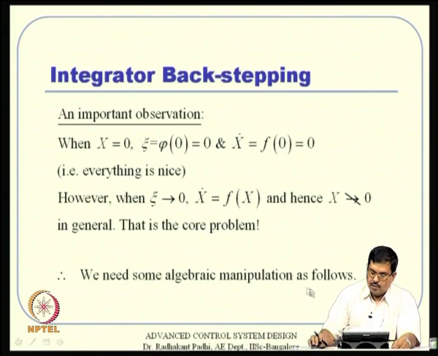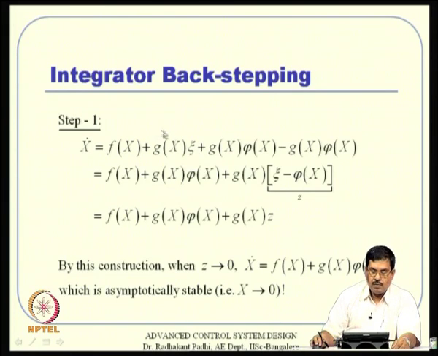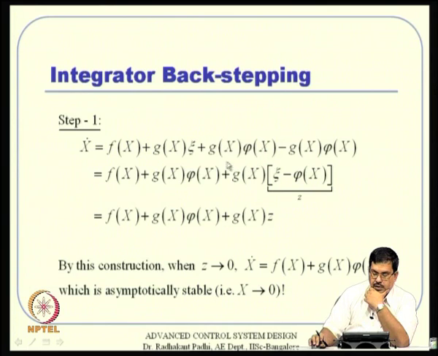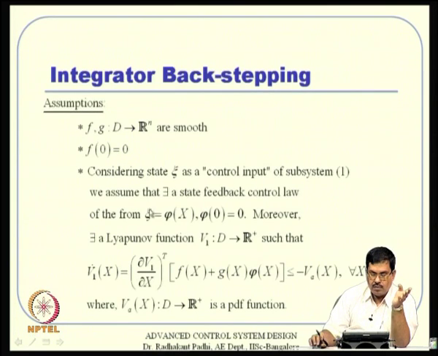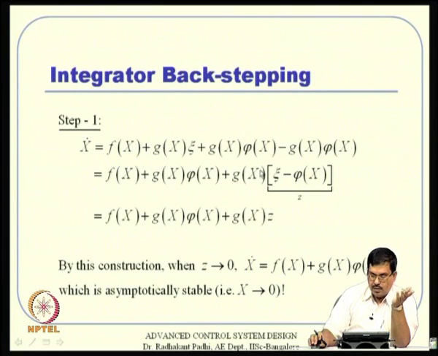For that we need to do some algebraic manipulation as follows. Let us see what we do there. For this particular system dynamics, the first part of it contains only f of x plus g of x times xi. Now let us add and subtract two terms. So we add g of x times phi of x and subtract g of x times phi of x. Remember this phi of x is the same phi of x that we are talking about here, xi is already designed in the form of phi of x. So it is just an algebraic manipulation.